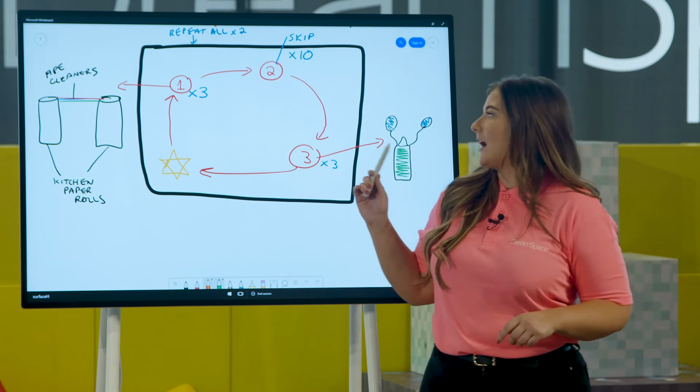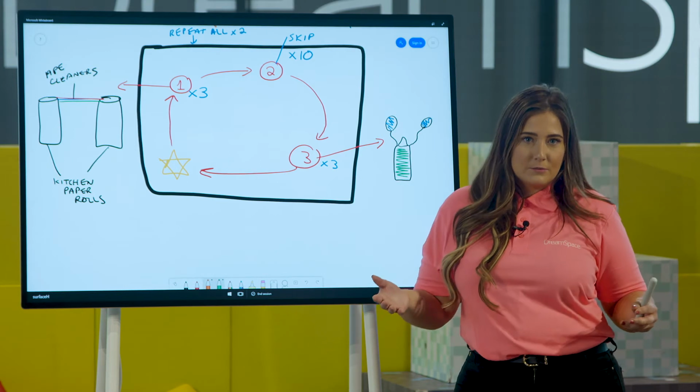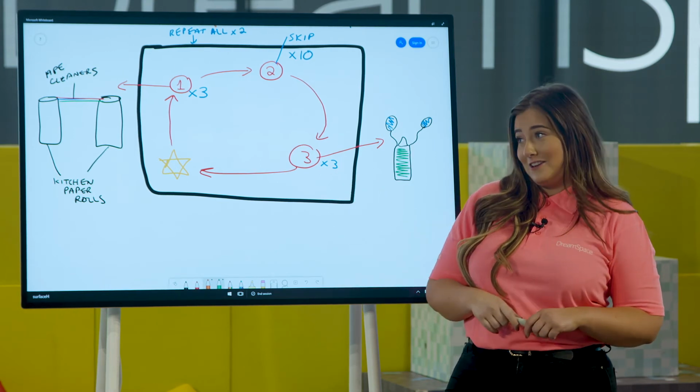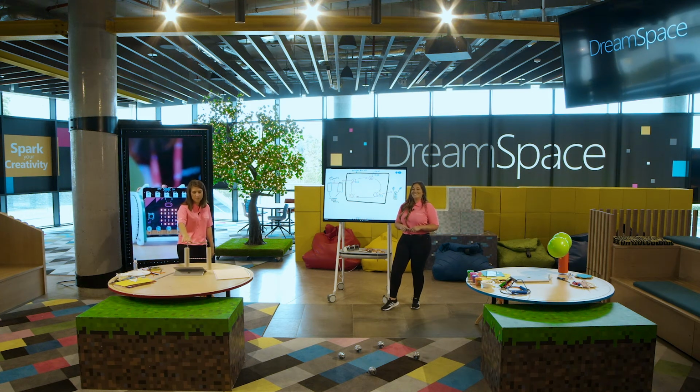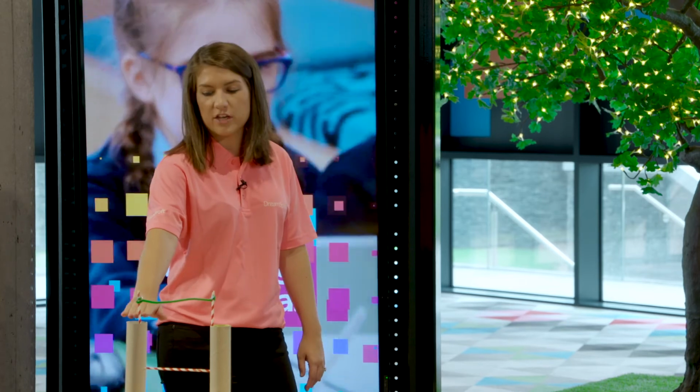So first up is our loops. You had to actually do the course 2 times. So that was our first loop. And then you had to actually jump over your obstacle 3 times, which was really hard because remember I added the extra height to this. So in hindsight, I think I would have left it at the height of the kitchen paper roll.